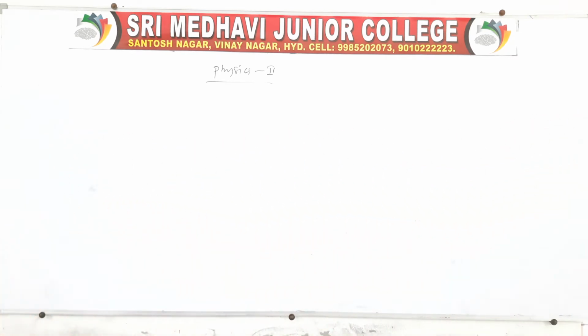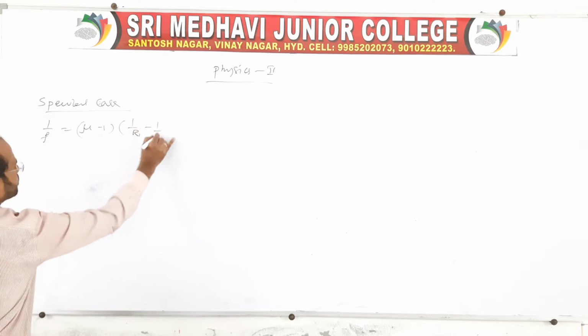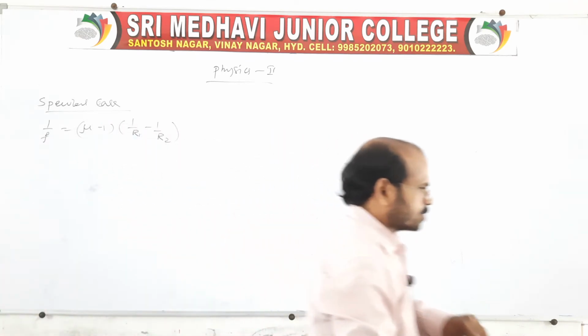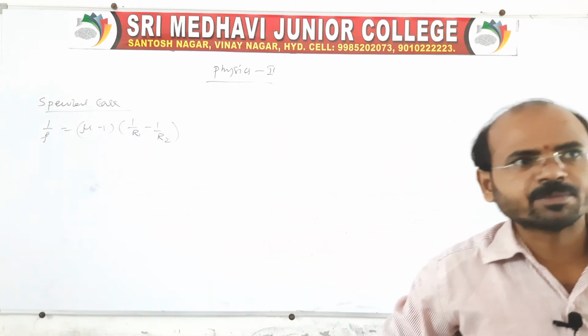Actually in lenses, for the lens maker's formula, we have some other important special cases. I will tell you some special cases. See, lens maker's formula we know 1 by f is equal to mu minus 1 into 1 by r1 minus 1 by r2. There are some special cases. If you remember this, it will help you in the objective examination. Of course, it is there in the Telugu Academy textbook also.